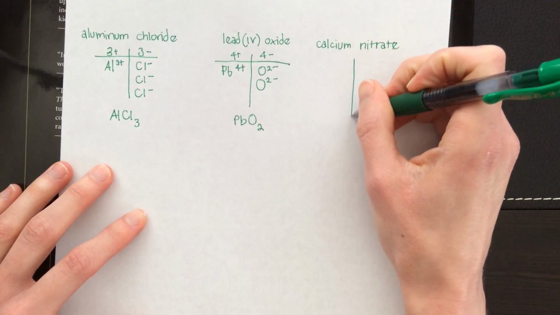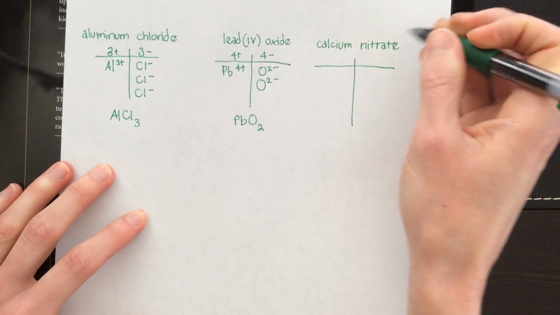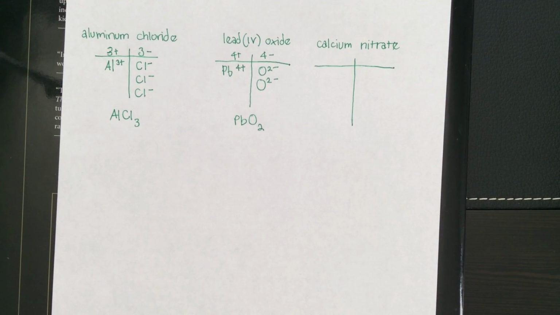Lastly, let's do calcium nitrate. Now, if your ion ends in ate or ite, that means it is a polyatomic ion. So you should have a table in your notes, somewhere in chapter 6, that shows you the polyatomic ions. I'm going to show you a different table. If I can find it here. Oh, never mind. My book doesn't have it.